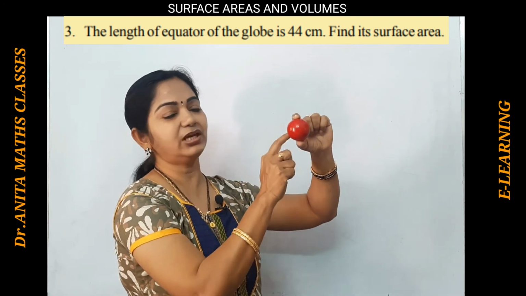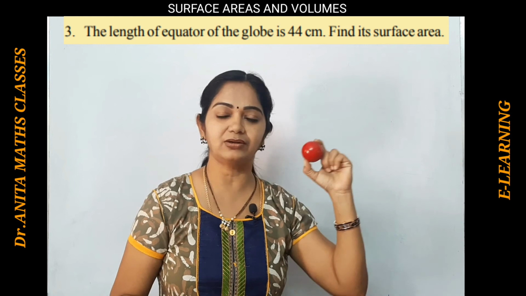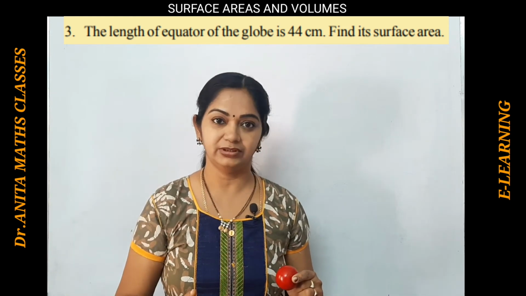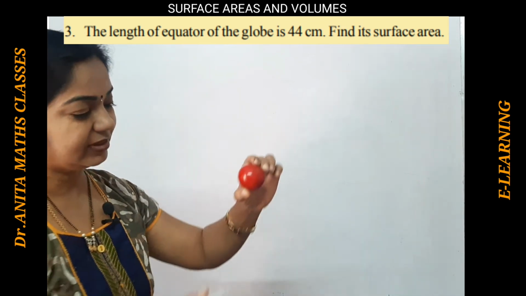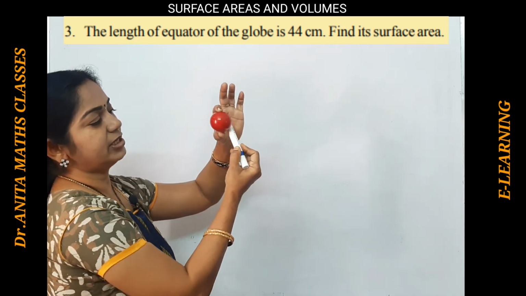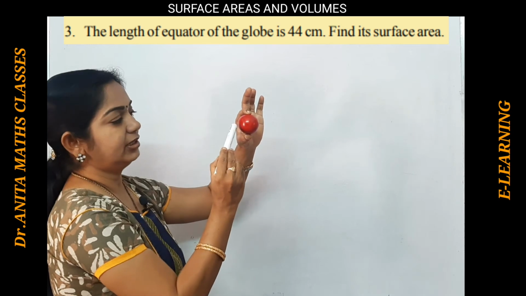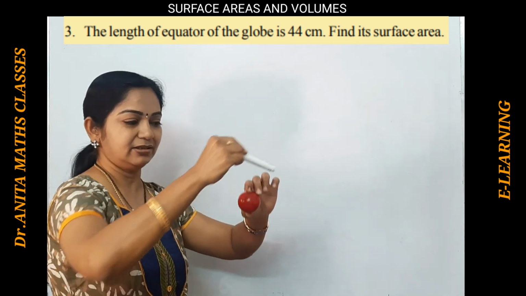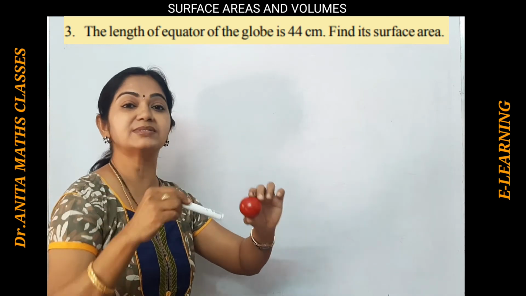Now the length of the equator is given. You have to understand that the diameter is not the length of the equator. Here, the length will be round, all of this, the circular one. Here we have the equator. If you draw a line around, it again becomes a circle.